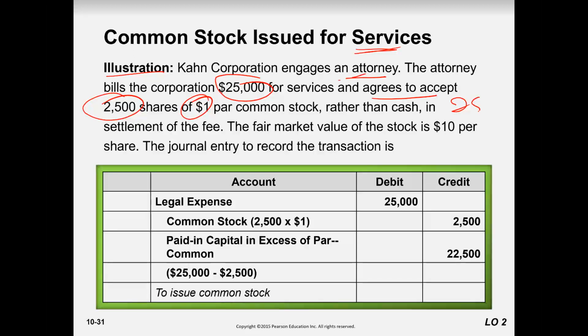So common stock value is 2,500. Service bill is 25,000. So the difference is the premium, the paid in capital. Since the legal fees is the expense, legal fees increases, debit 25,000, common stock increases 2,500, and the excess of par is the paid in capital 22,500. That's it. So that doesn't mean that if you issue shares you only receive cash. You can issue shares in response to an asset, in response to services as well. Right?